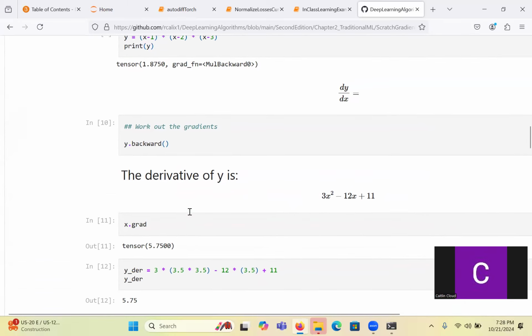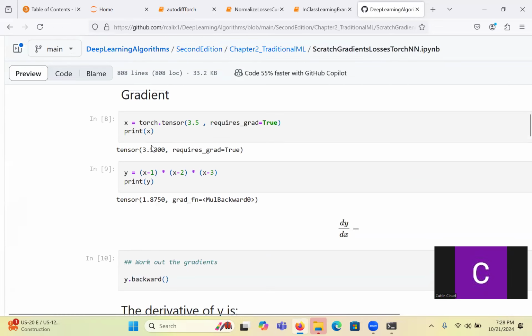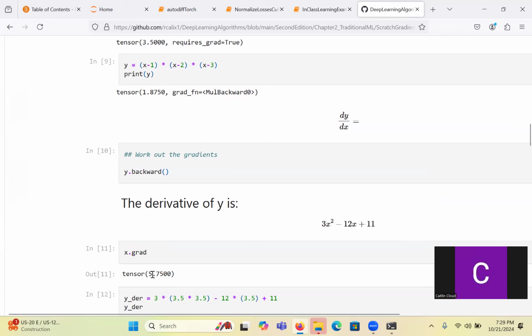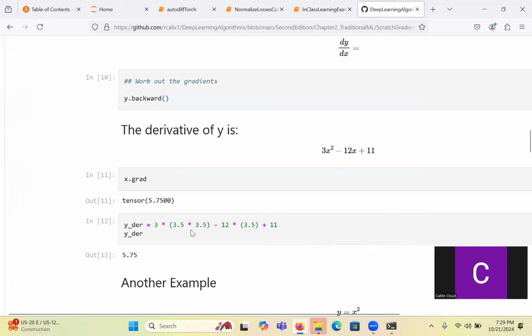But PyTorch doesn't actually give you this equation. PyTorch does not care about that equation. What it does care about is, once you plug in x, what is the result, right? So when I take x, which is 3.5, run it through the function, I get 187. When I do the same with 3.5, but on the derivative of it, I get 5.75. And you should be convinced that when I plug it in, I also get 5.75. So it's correct. Yes, do you have a question?